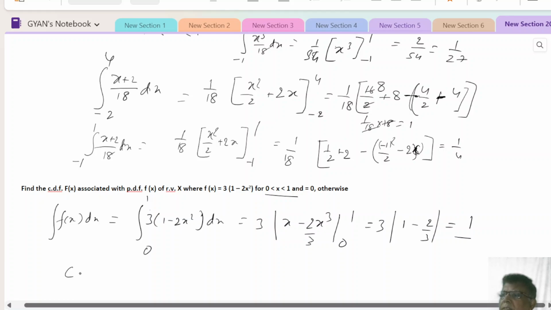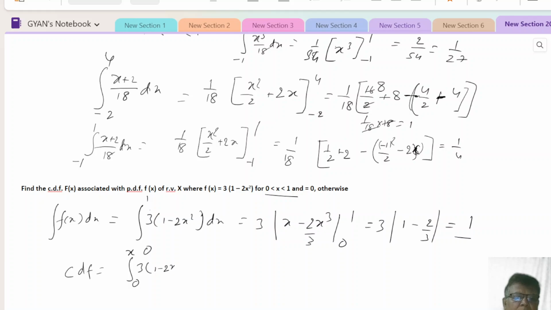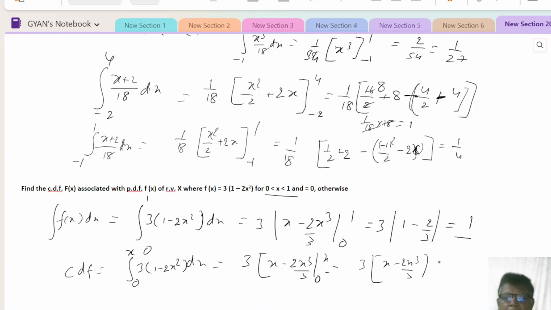Then CDF, you have to find CDF. So CDF, it starts from 0. So you take any variable x, integral of 3 times 1 minus 2x square dx. So 3x minus 2x cubed by 3 from 0 to x. That is equal to 3x minus 2x cubed by 3. 3 gets cancelled, and here 3x minus 2x cubed. So this is CDF, cumulative density function.